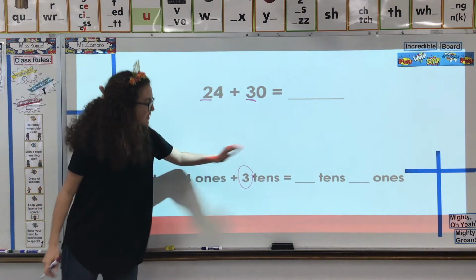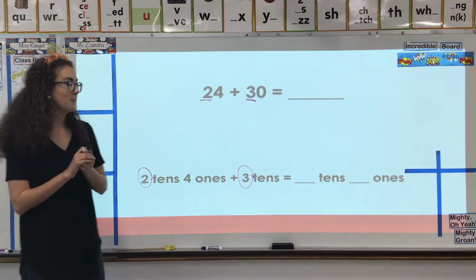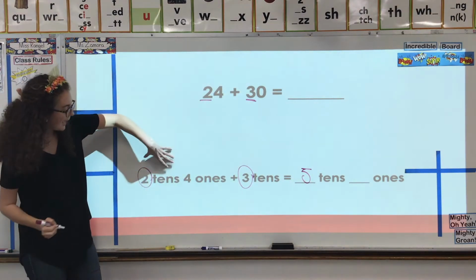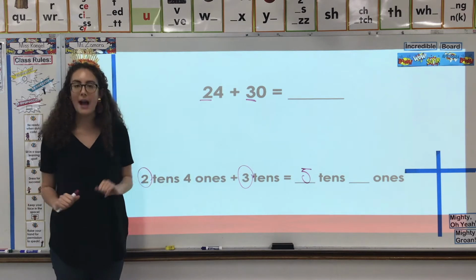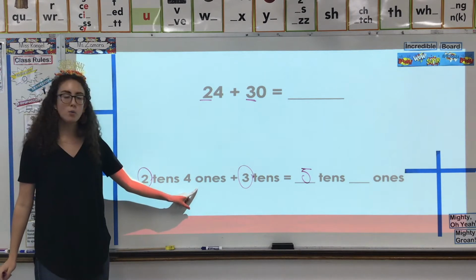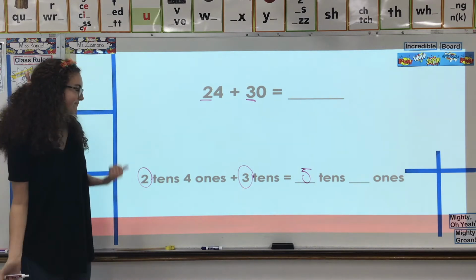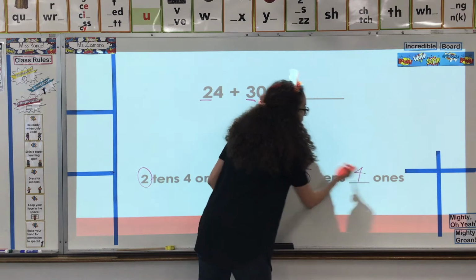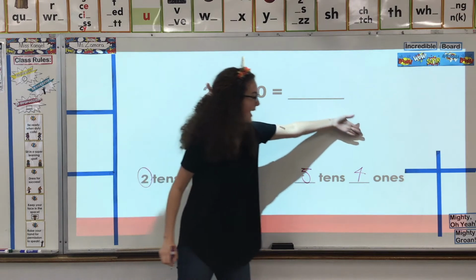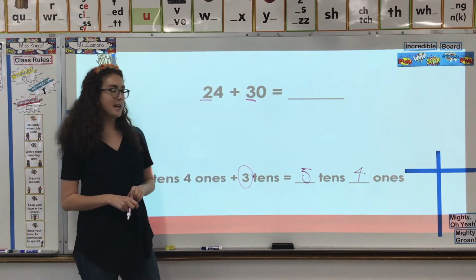2 tens plus 3 tens. How many tens would we get? We would get 5 tens in total. When we add 2 and 3, we would get a group of 5 tens. What about the ones? We have 4 ones. Do we have anything to add to that 4 ones? No, we don't. So we still just have 4 ones. So now that we know we have 5 tens and 4 ones, what is our answer? What number has 5 tens and 4 ones?